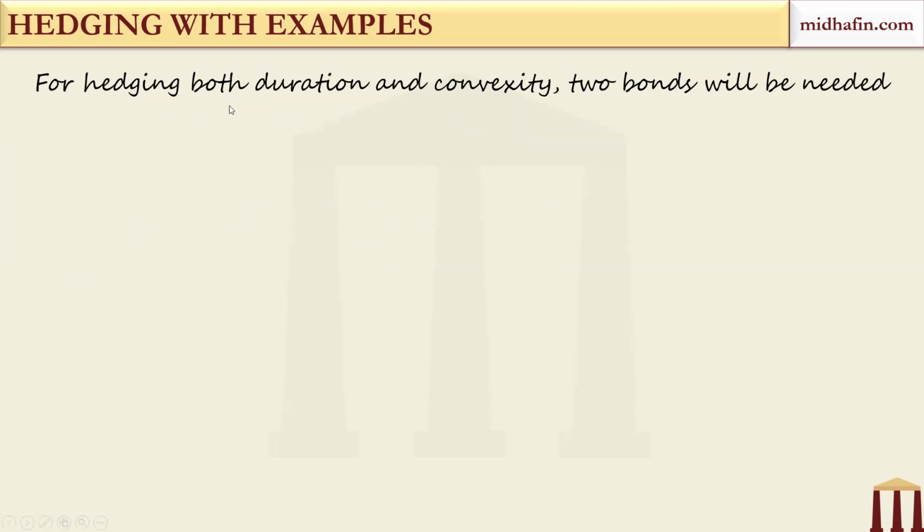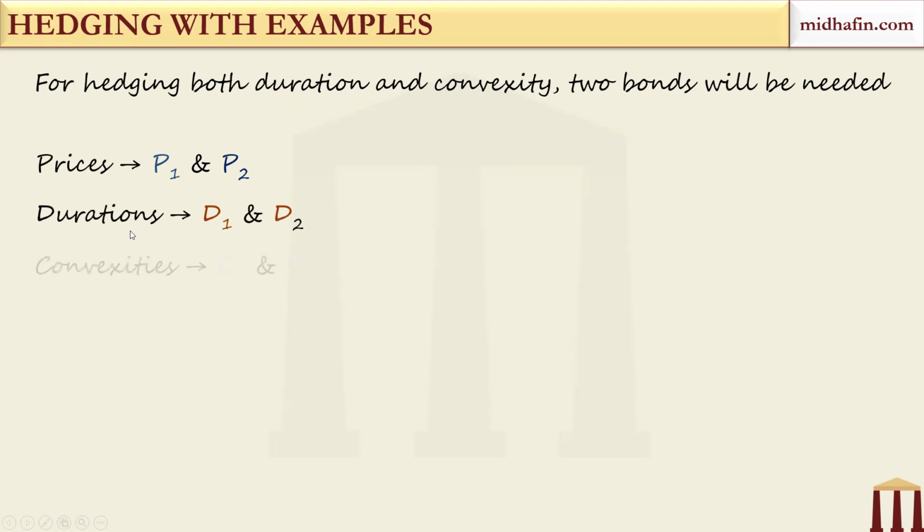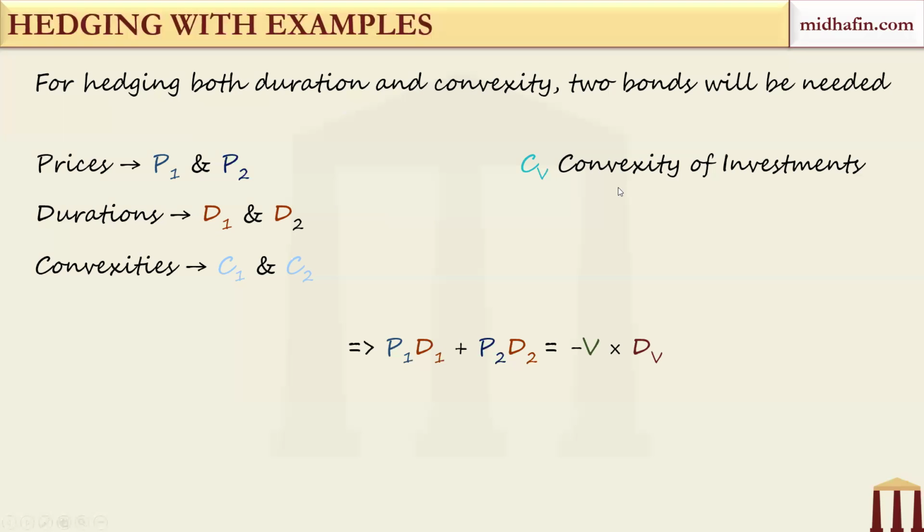Next, for hedging both duration and convexity, two bonds will be needed. As I said, two risk measures, two securities, two hedging instruments. Let's say the prices of the two instruments are P1 and P2. The durations of these two instruments are D1 and D2, and the convexities are C1 and C2. Now, let's say my investment has a convexity of CV. First, I'll hedge for duration. So if I want to hedge for duration, P1 D1 plus P2 D2 should be equal to minus V times dV.